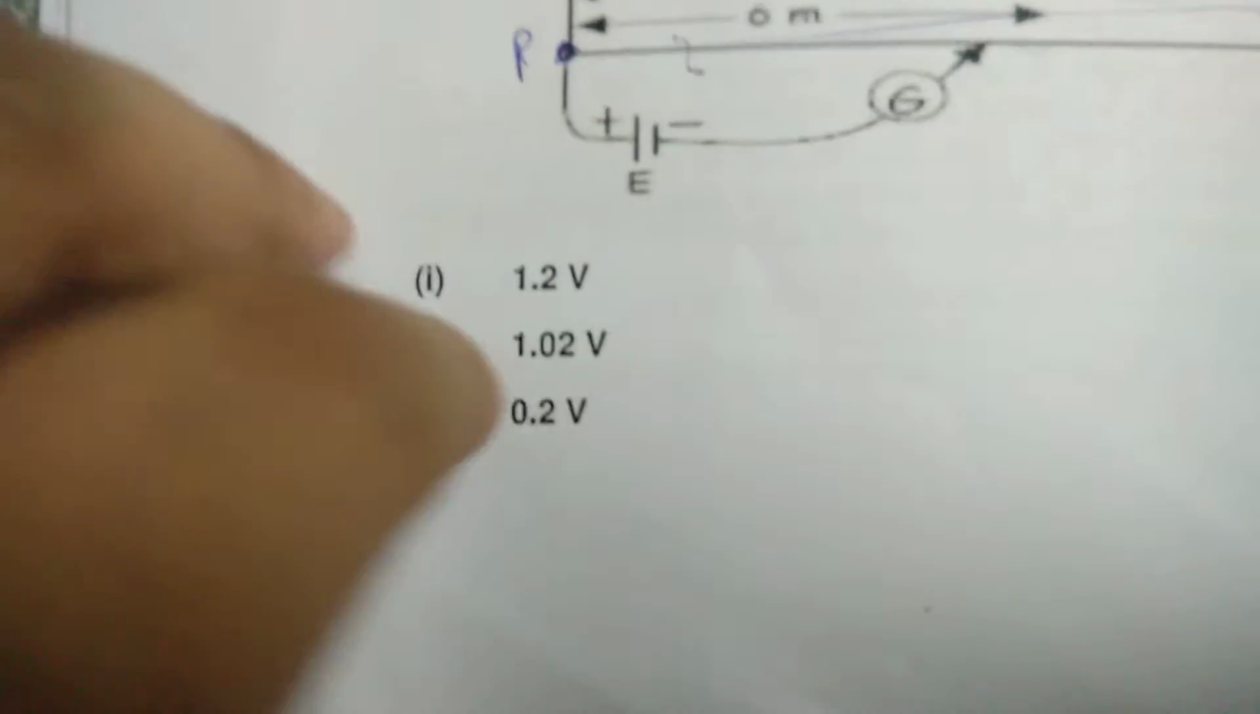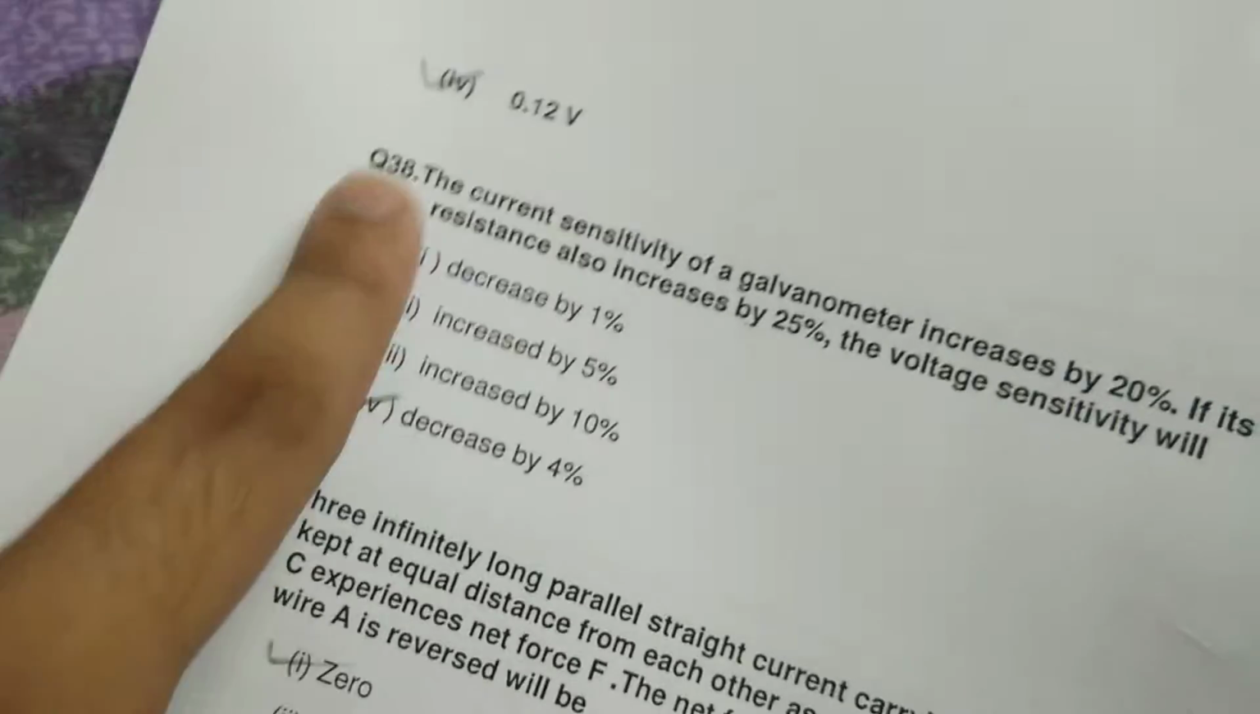So none of the options are matching on this page. It will be 0.12 on the next page. I'm showing you 0.12 volt. I hope you got it. Pretty simple.